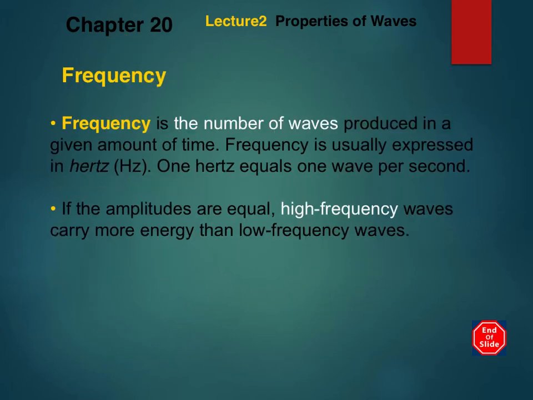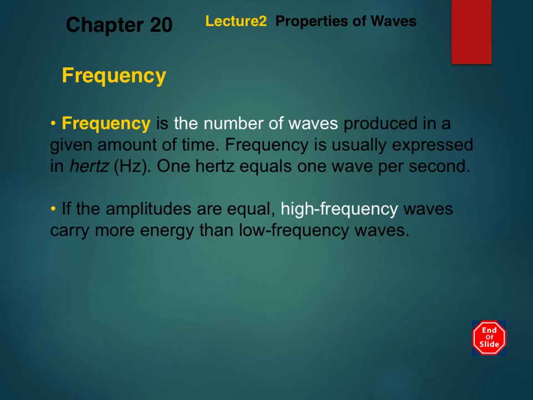So frequency is the other main way we organize waves. We've talked about wavelength, amplitude, and now this is frequency. This is the number of waves produced in a given amount of time. Frequency is usually expressed in something called hertz. 1 hertz equals 1 wave per second, right? So the more waves you can produce, the higher the frequency.